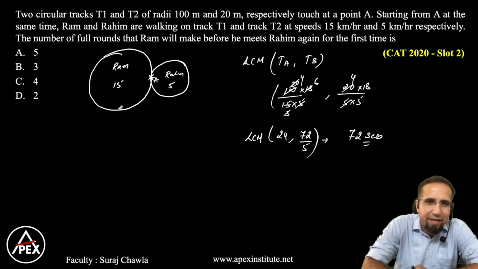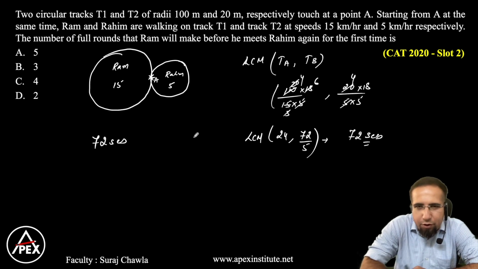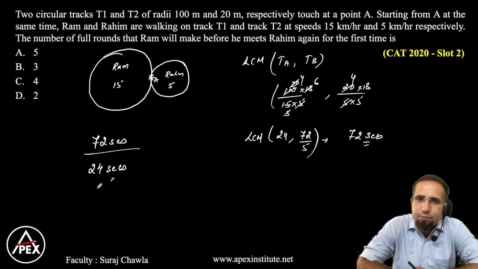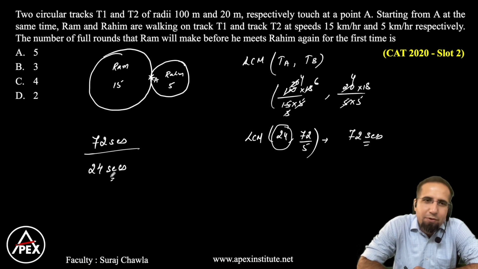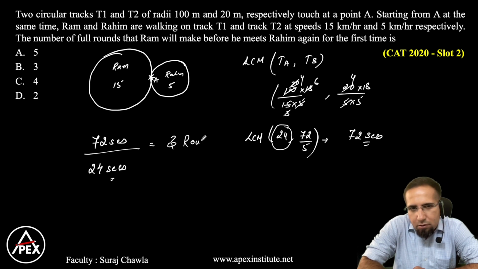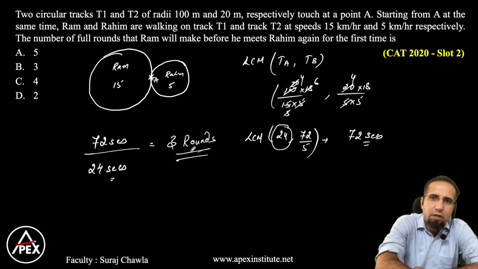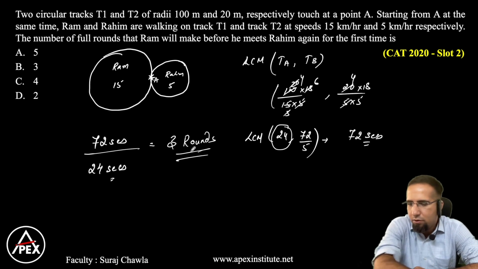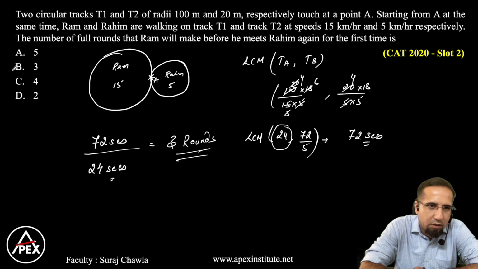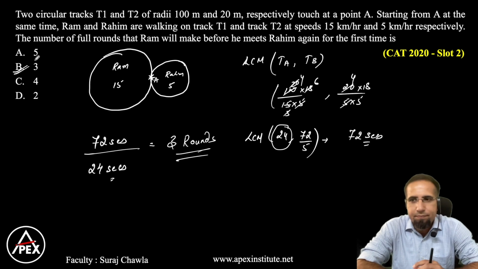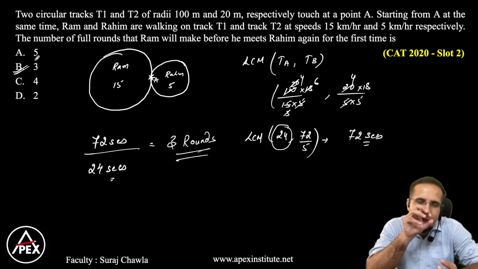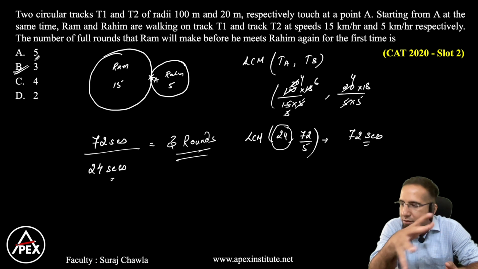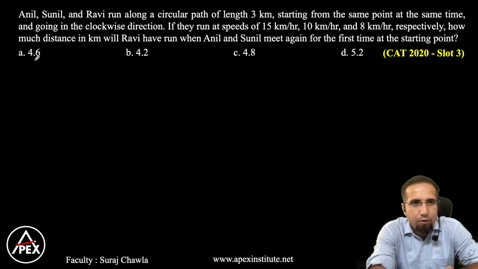Clear? So in 72 seconds, how many rounds will Ram make? Now we know that Ram is taking 24 seconds to complete one round. This is what we got here. So if Ram is taking 24 seconds to complete one round, in 72 seconds Ram will cover 3 rounds when he is meeting Rahim for the first time, and therefore the answer in this case becomes 3. Clear? So not a very difficult question here again. We just have to understand that if they're starting from that point, they will be meeting at the starting point again. Right?